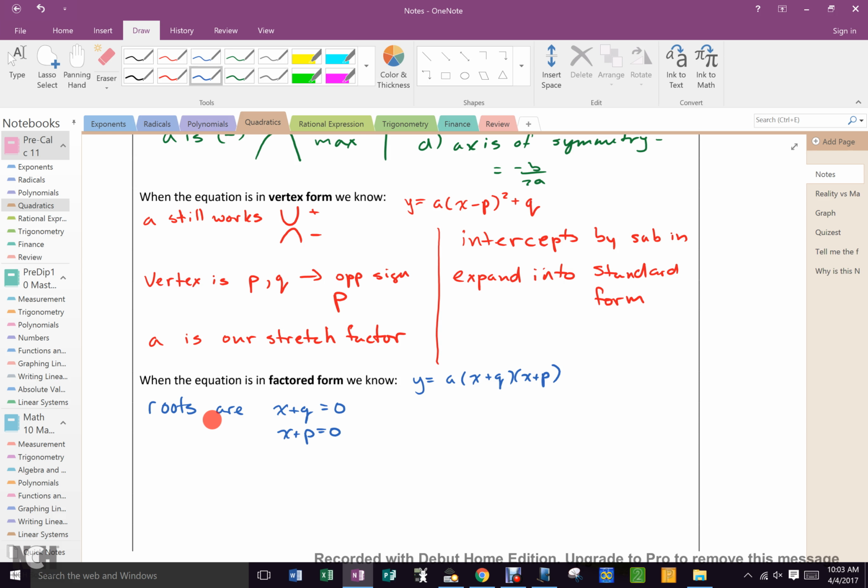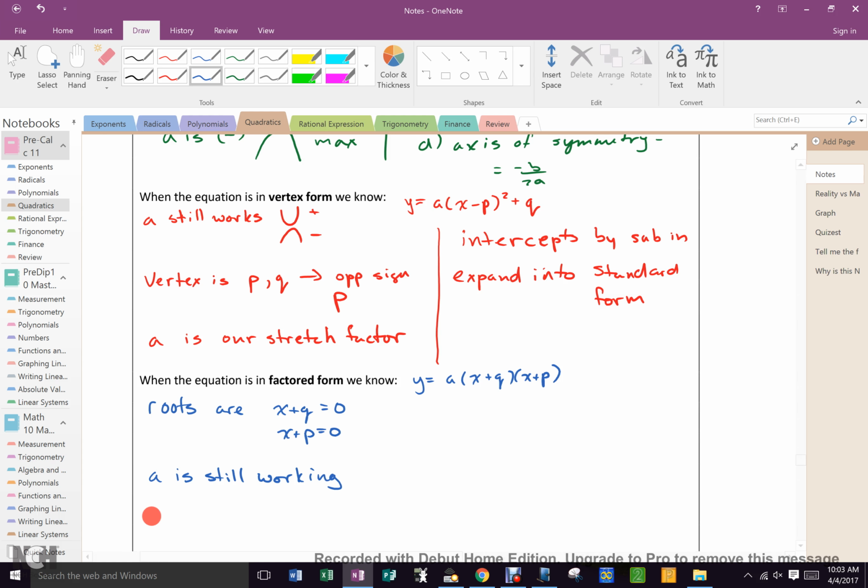I know. What else do we know? Do we still have A? A is still working for us. What else do we know? Does this tell me the vertex? How? Does it give me the whole vertex, I should say?